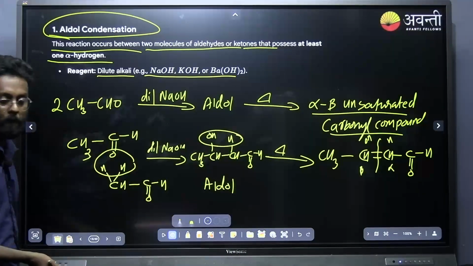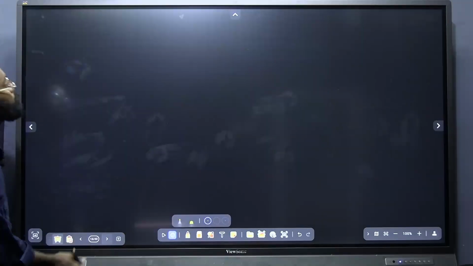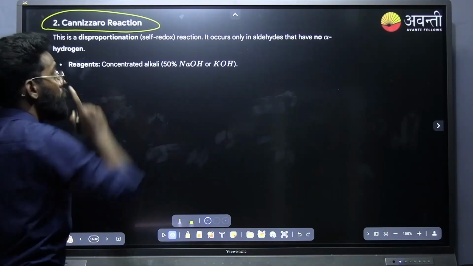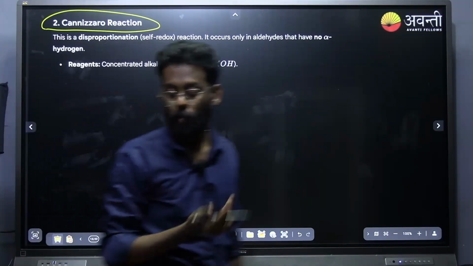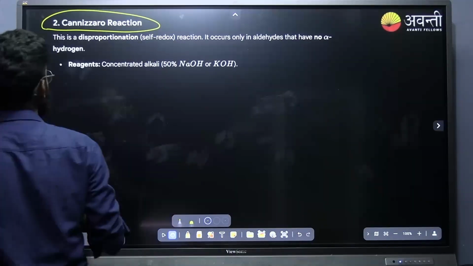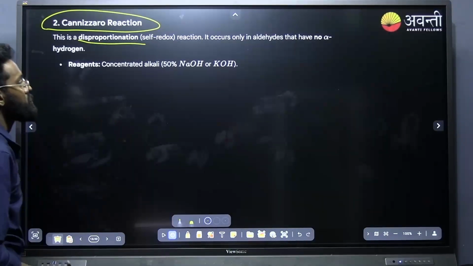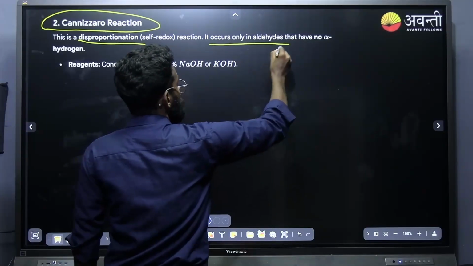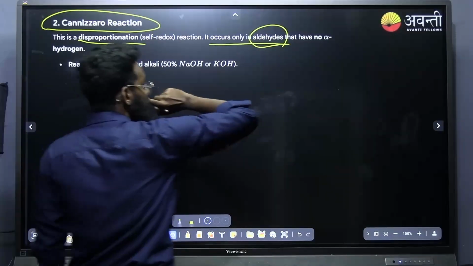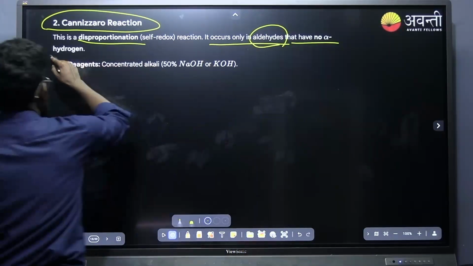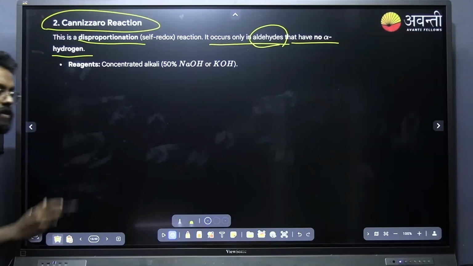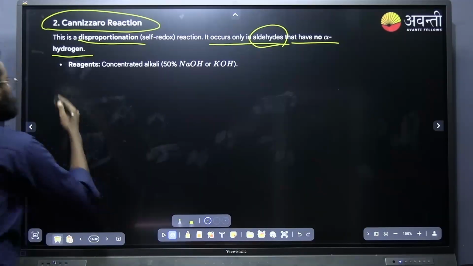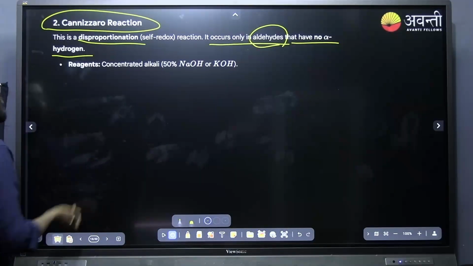Next we can go into the Cannizzaro reaction. Cannizzaro reaction is a reaction which we will be using if there is no alpha hydrogen. If there is no alpha hydrogen, we will be following Cannizzaro. What is this Cannizzaro reaction? It is a disproportionation reaction which occurs only for aldehydes. Note down here, the carbonyl compound is going to be an aldehyde only, that has no alpha hydrogen. Which are the carbonyl compounds that have no alpha hydrogen? First one is, yes, very good, formaldehyde and benzaldehyde.